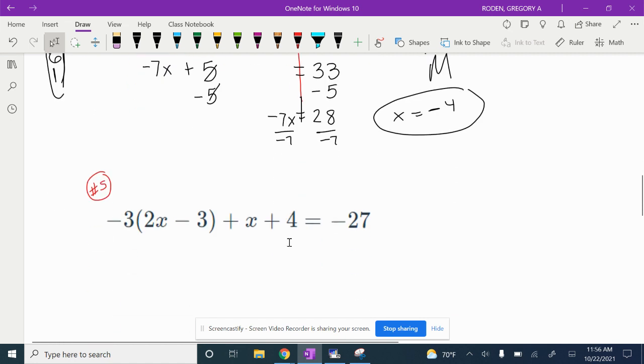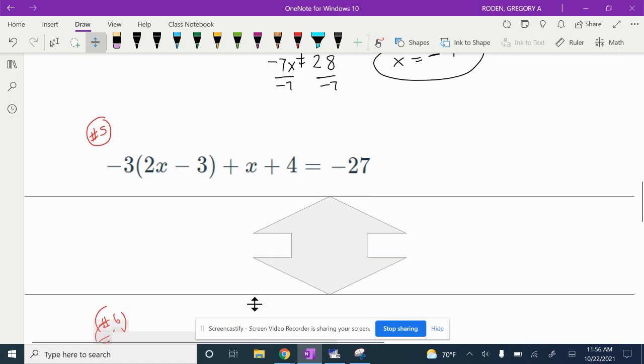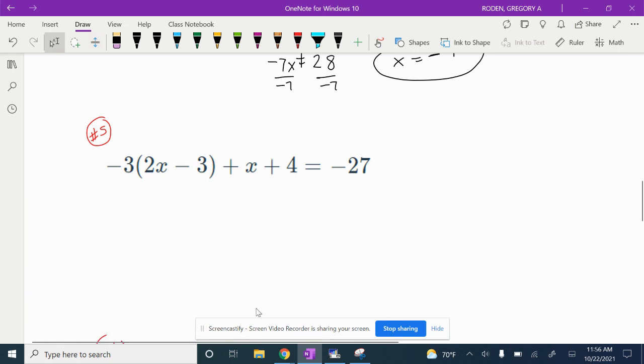And I'm done. All right, I want you to go try number 5 on your own, and see if you can get it. Number 5 on your own. Go ahead and pause me. At the end of this one, give me a thumbs up if you got it, and show Mr. Roden. He'll probably slap a JAG book on your desk if you can get this one right all by yourself.